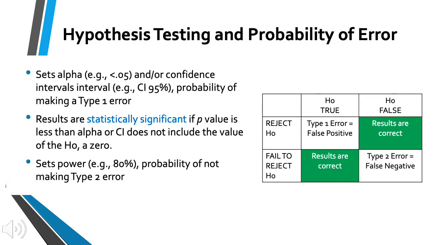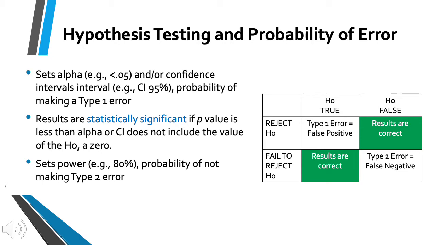We can never know with absolute certainty whether results are accurate. There's always a possibility of making an error. A type 1 error is consistent with a false positive test. We reject the null hypothesis, but there really is a relationship. A type 2 error is consistent with a false negative. The researcher reports there is no relationship, but there is.